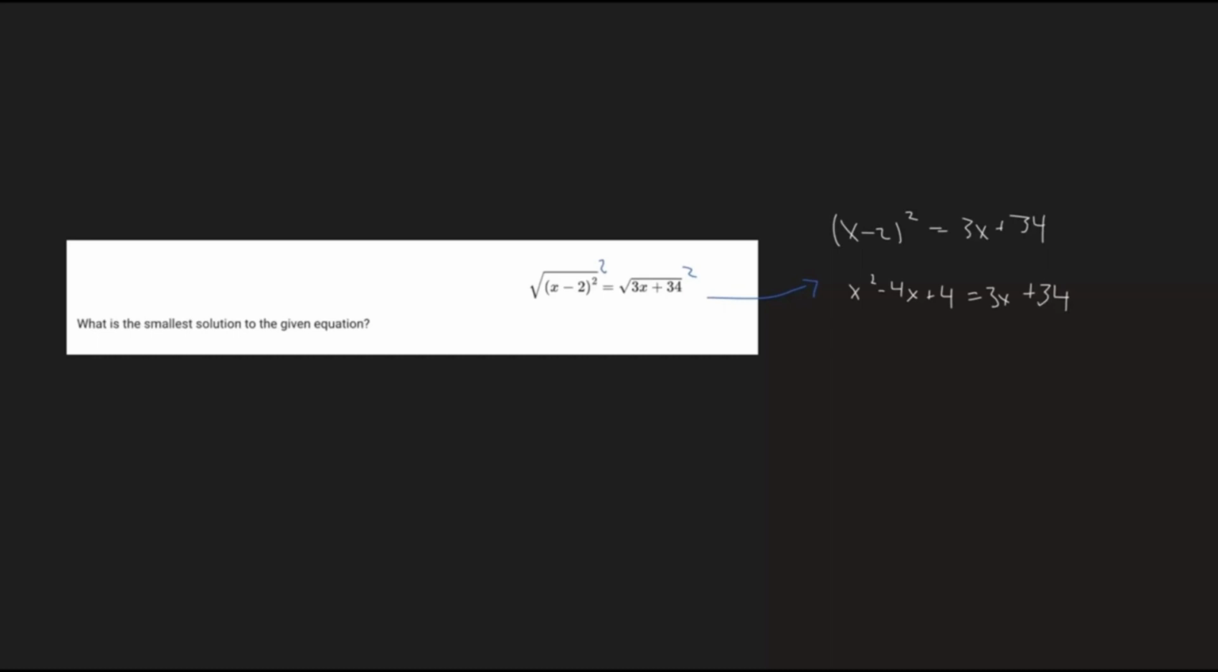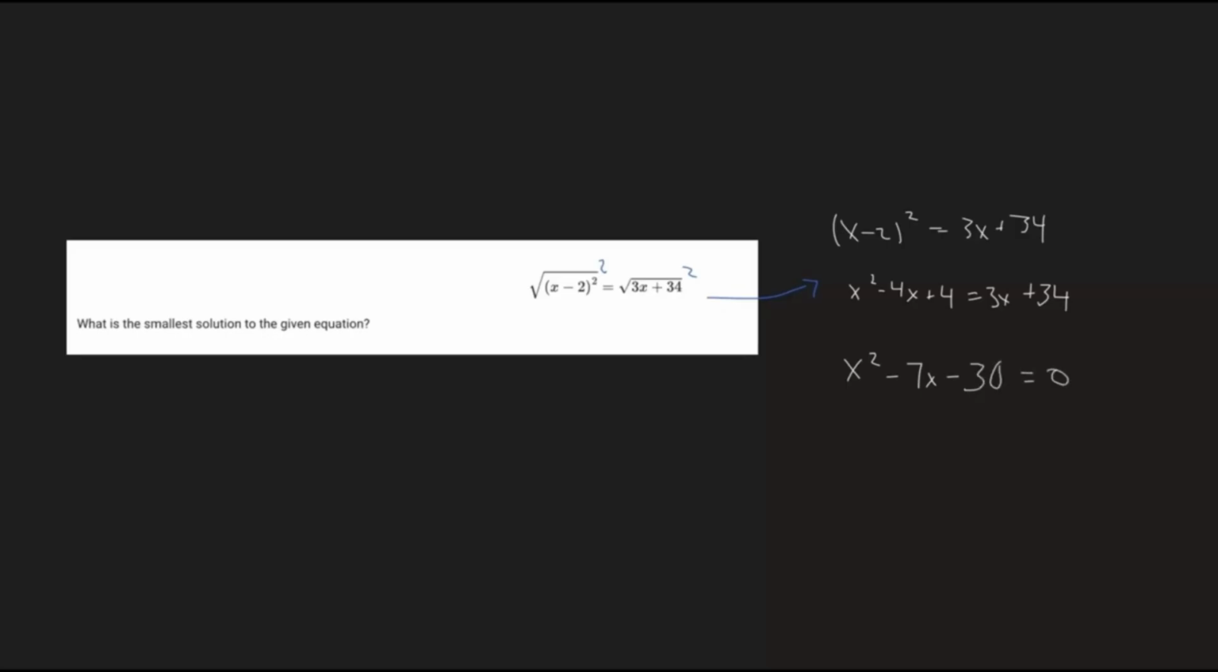So here, if we subtract 3x and subtract 34, we'll get the following. We'll get x squared. Negative 4x minus 3x will be negative 7x. And then positive 4 minus 34 will give us negative 30. And the important thing here is we want to set this equal to 0.